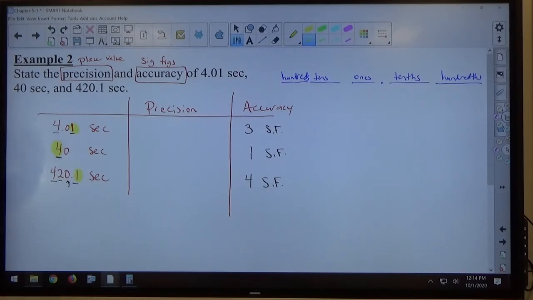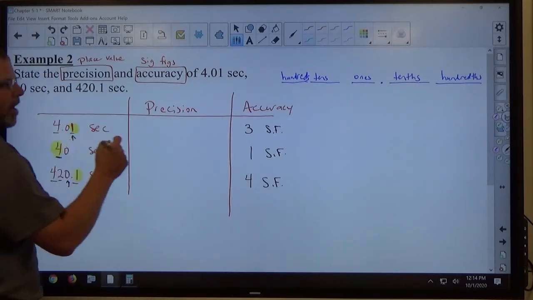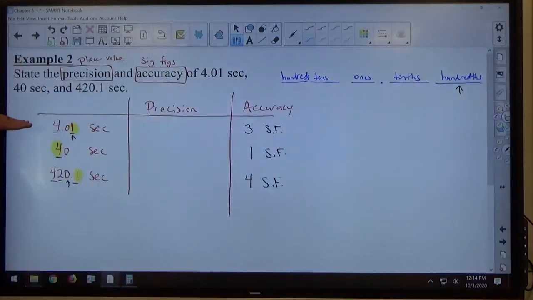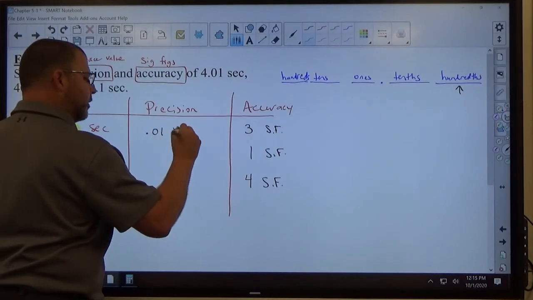Again, identify all the significant digits, go as far right as you can. This only has 1, so that's the 1. This has 3, but that's the furthest right. This has 4, that's the furthest right. Always go furthest right, and then identify what place it's in. This one is in the hundredths place. It matches here, right? So this right here is precise to the nearest 0.01 second.